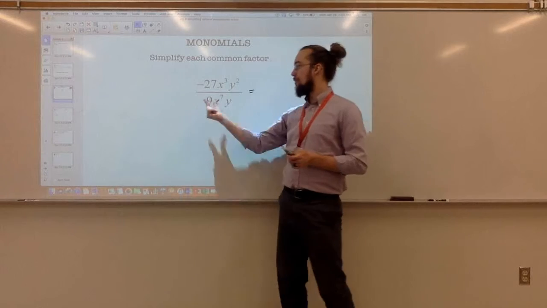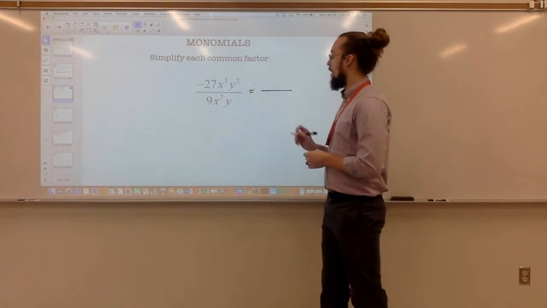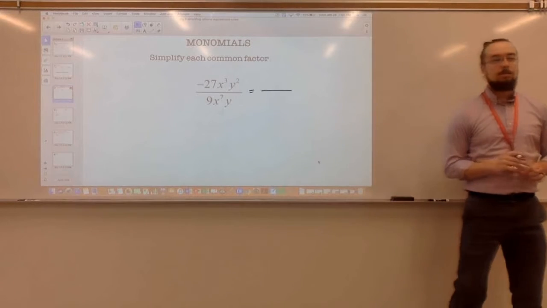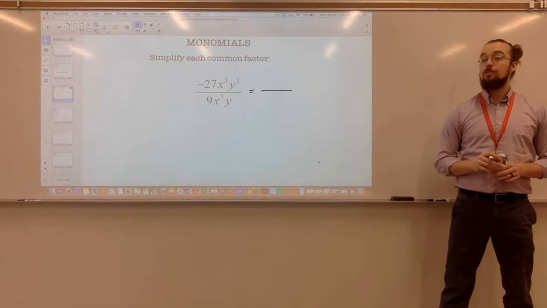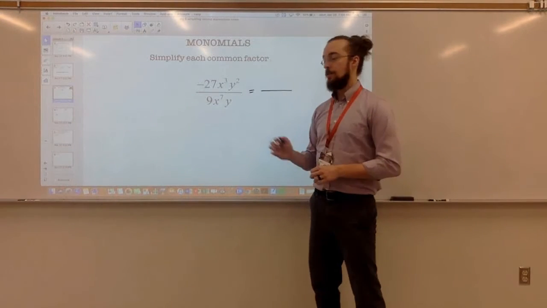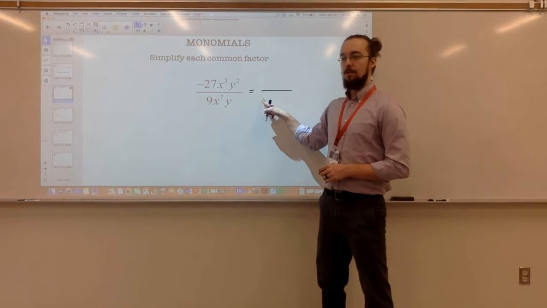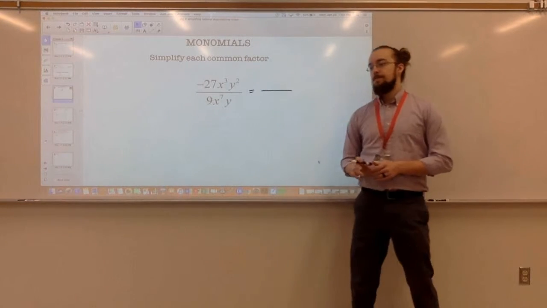Okay, so first I want to deal with the numbers. I've got negative 27 over 9. How can I simplify that part up? Once you divide negative 27 by 9, yep, you get negative 3, right? You get negative 3. Should that go in the numerator or denominator? 1 over negative 3, right?